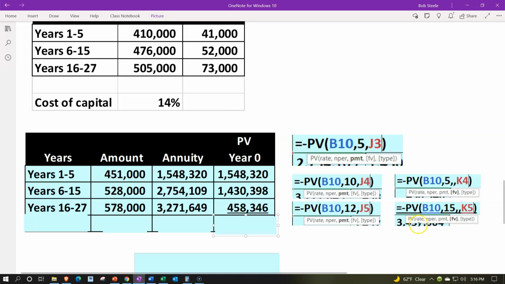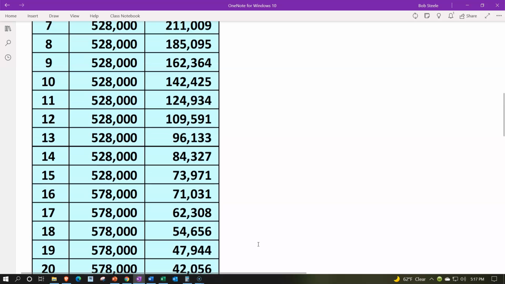That would look like this. Present value of the rate 14%, comma, number of periods is going to be 15. We got to bring it back 15 years to get it back to period 0. And then comma, comma, because it's not an annuity, but present value of 1, future value then being the $3,271,649 to get us to the $458,346. And then if we total this up, then we get our total here of the $3,437,064.